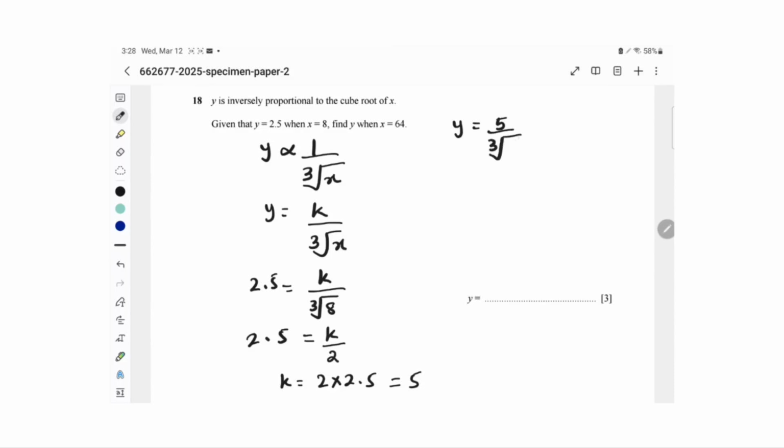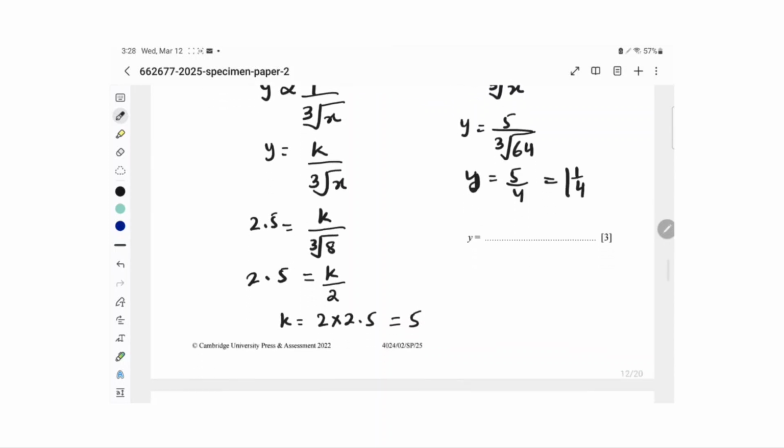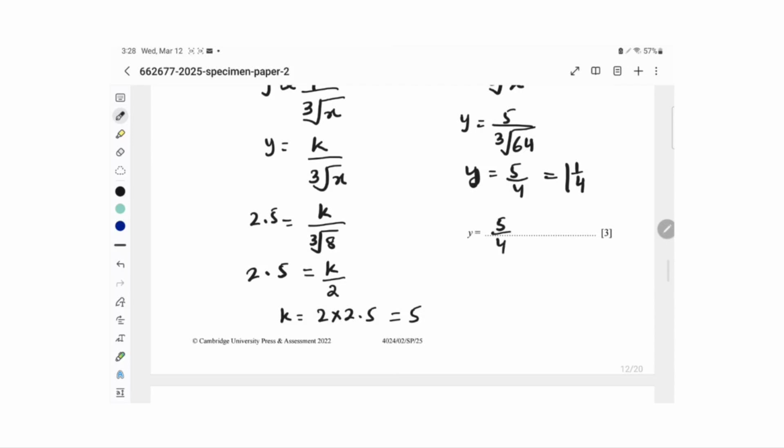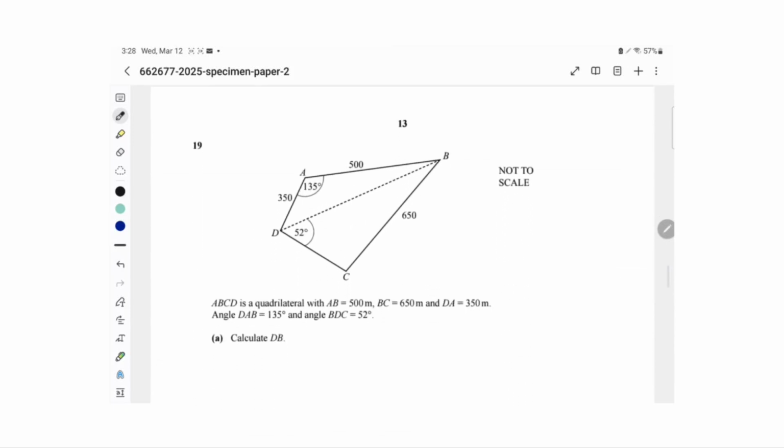Now, after finding the value of k, we can find the value of y when x equals 64. So y equals 5 upon cube root of 64, and we know that the cube root of 64 is 4. So y equals 5 over 4, or we can write 1 whole 1 over 4. So the answer is either 5 over 4, or it's also equal to 1 whole 1 over 4. The next question is a trigonometry question.